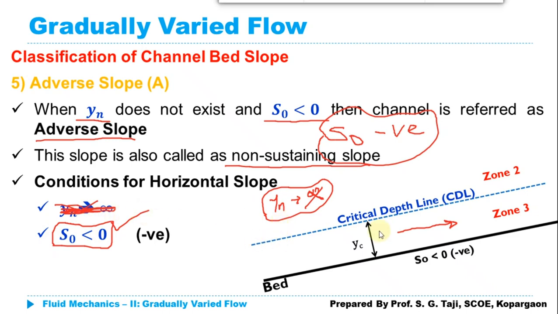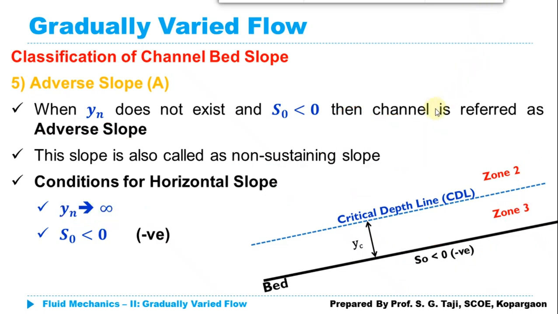This is another condition, and yn does not exist. Now I can simply draw here again a critical depth line and the bed slope of the channel. In that case yn may not exist, so we can simply draw zone 2 similar to our previous case and zone 3 for the adverse slope as well. So this will be our figure for the adverse slope where S0 is negative. Hope you understood the classification of bed slope of the channel, and remember those classifications because we are going to use them while discussing the different water surface profiles, when we draw them, solve some numericals, and compute or analyze gradually varied flow.